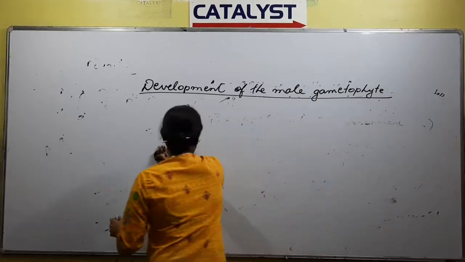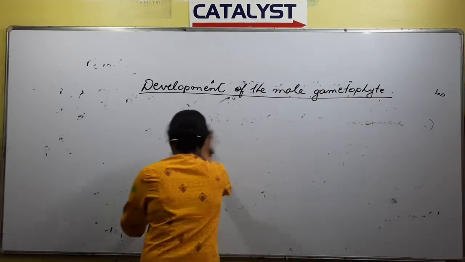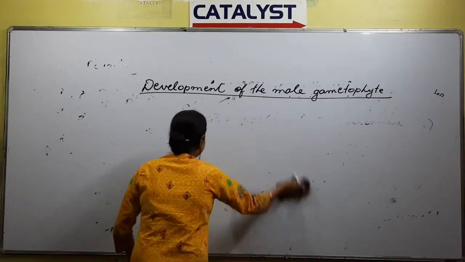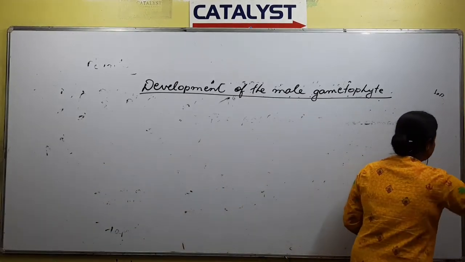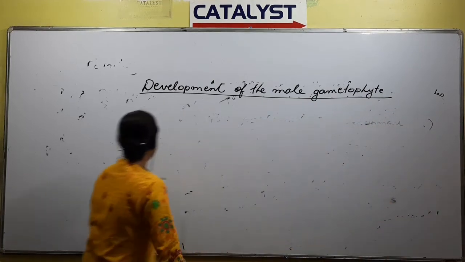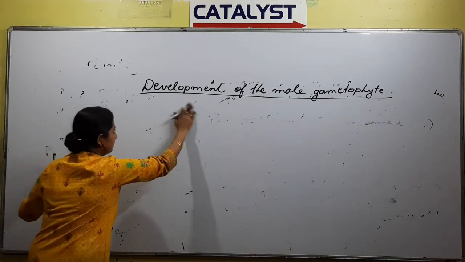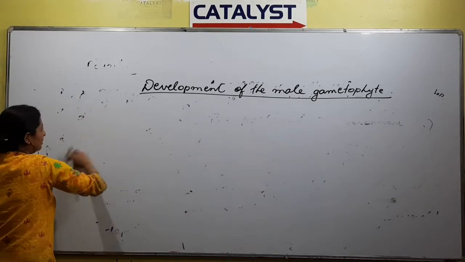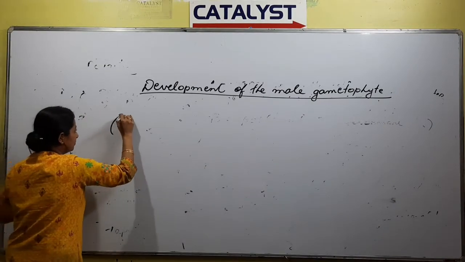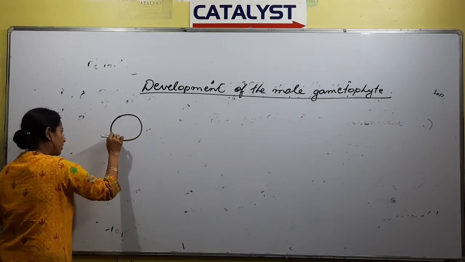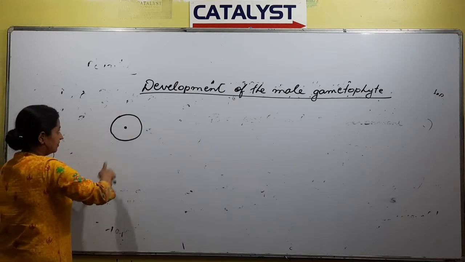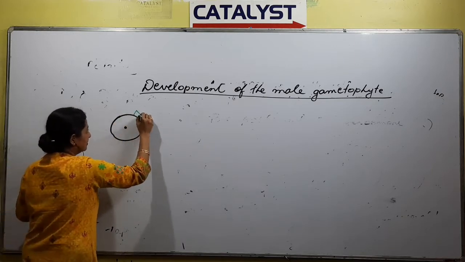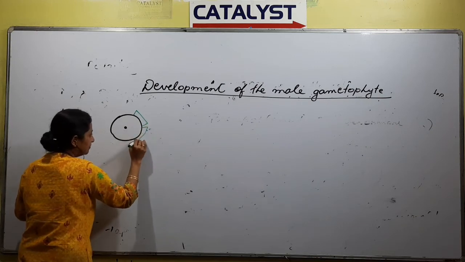So before discussing, let us draw a diagram first. So actually, how does the development take place? Let's draw it. Okay, development of the male gametophyte. So we are talking about the microspore, no? So how does the microspore look? This one, and this is nothing but the exine, no?